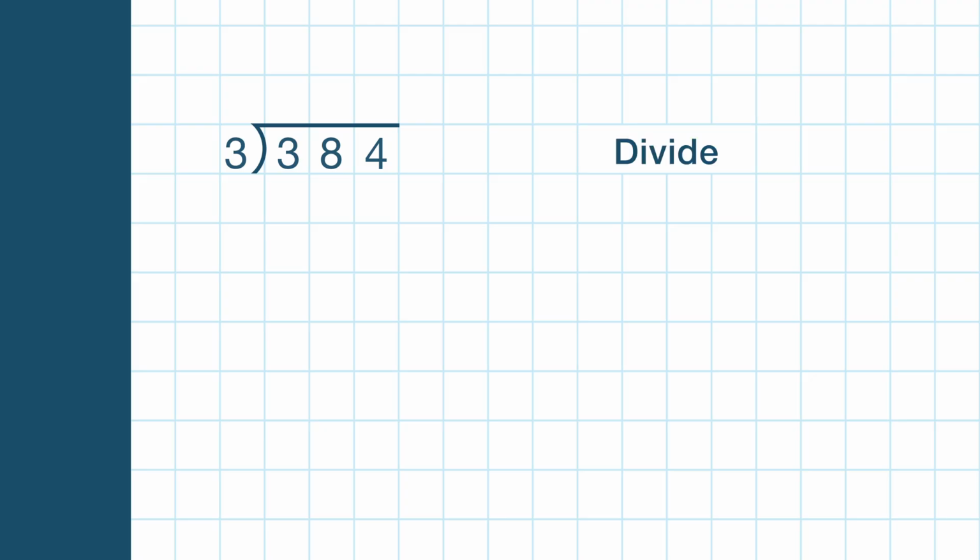Step 1. Divide. 3 goes into 3 one time. Write the 1 above the 3. Step 2. Multiply. 1 times 3 equals 3. Write 3 under the 3. Step 3. Subtract. 3 minus 3 equals 0. Step 4. Bring down. Bring down the 8 to make 8.